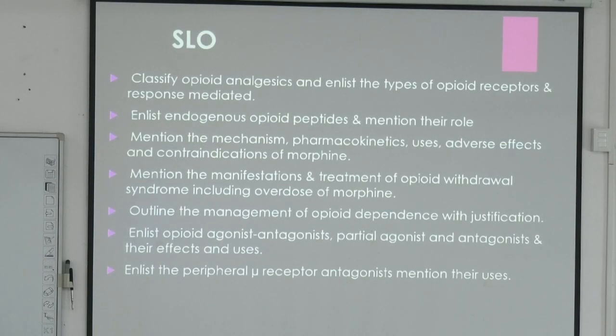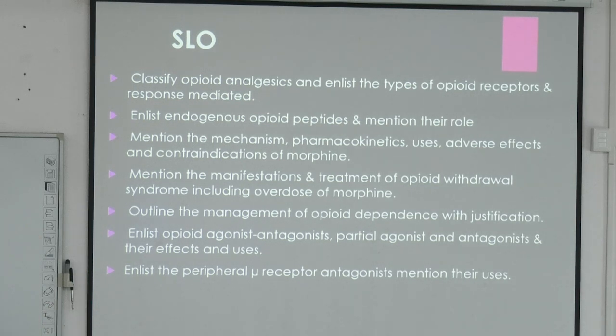But what is the SLO? What is the learning objective? You can write down this one. Specify opiate analgesics, enlist the types of opiate receptors and responses mediated, enlist the endogenous opioid peptides and their role, mention the mechanism of action of morphine, mention the manifestations and treatment of opioid withdrawal syndrome, including overdose, treatment of overdose of morphine, outline the management of opioid dependence with justification, enlist opioid agonists, antagonists, partial agonists, and their effects and uses.